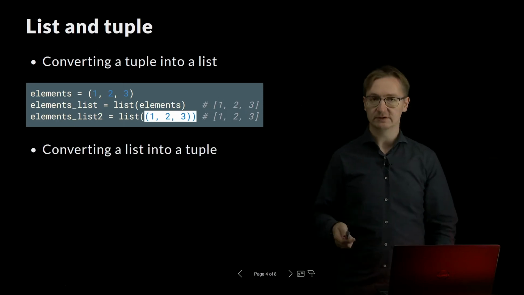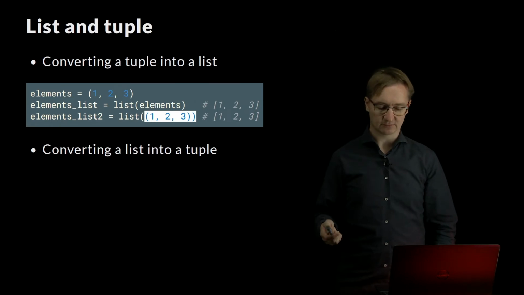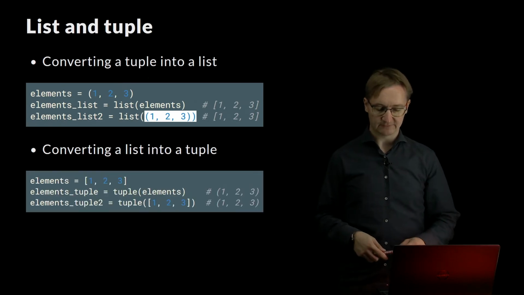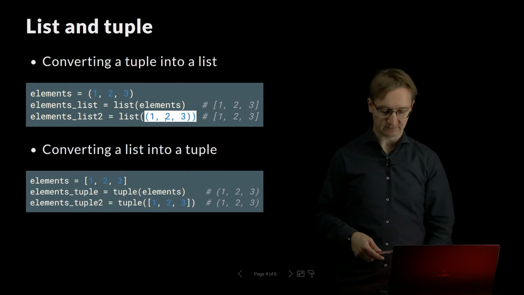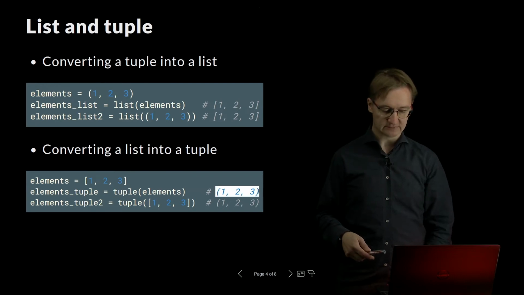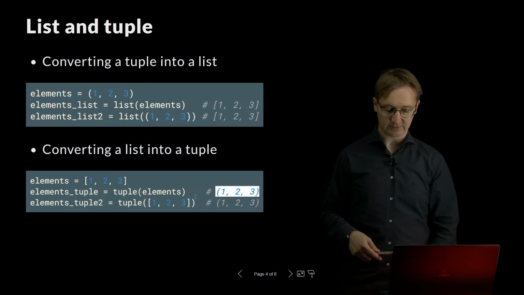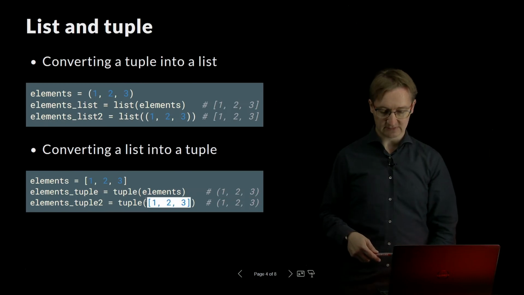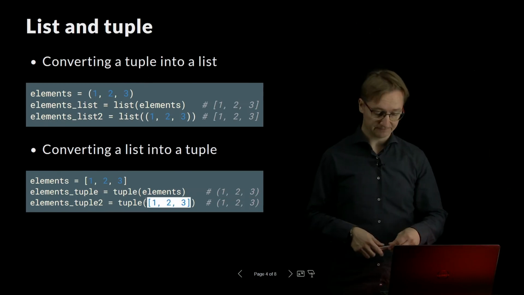And we can do vice versa. We can take a list and convert it into a tuple. And for that, we will use the tuple function here. So basically, we have a list of 3 numbers. We convert it into a tuple, and then we have this tuple here. And also, we can pass in a list directly without a variable.